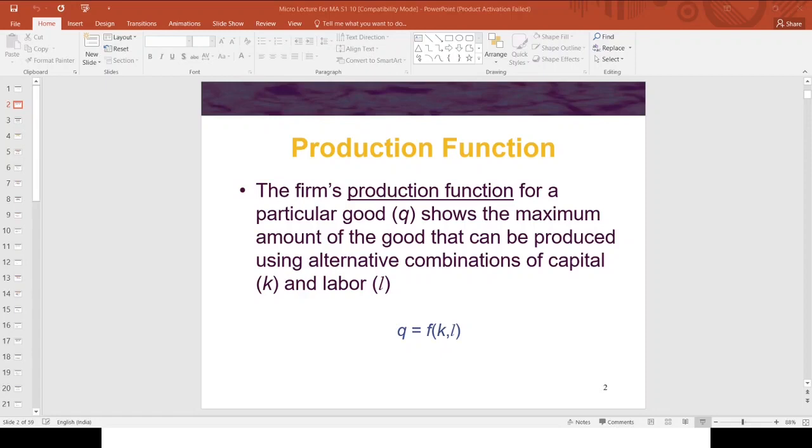Suppose the production function for a firm can be represented as Q is equal to F of K, L, which is equal to 6000 K square L square minus K cube L cube. If that is the case, to construct MPL and APL, we must assume a value of K. Let K be 10. The production function then becomes Q is equal to 60,000 L square minus 1000 L cube. So this is what is actually there.